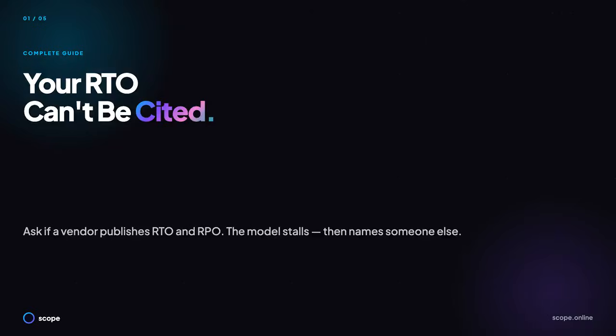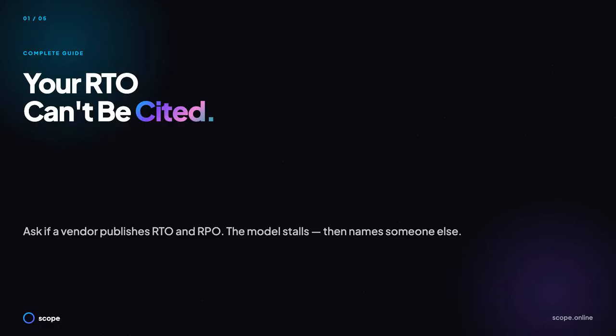Ask any AI if your vendor publishes RTO and RPO. Watch it stall. Procurement and security teams type the same questions into ChatGPT every week. What is your recovery time objective? What is your recovery point objective? Measured from when? If your public reliability page cannot answer those questions with numbers, the model will not cite you. It will cite the competitor who published 4 hours RTO and 15 minutes RPO in plain sentences.